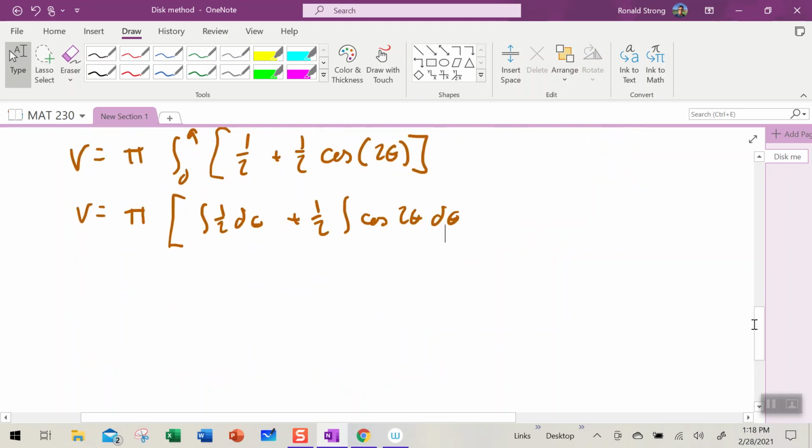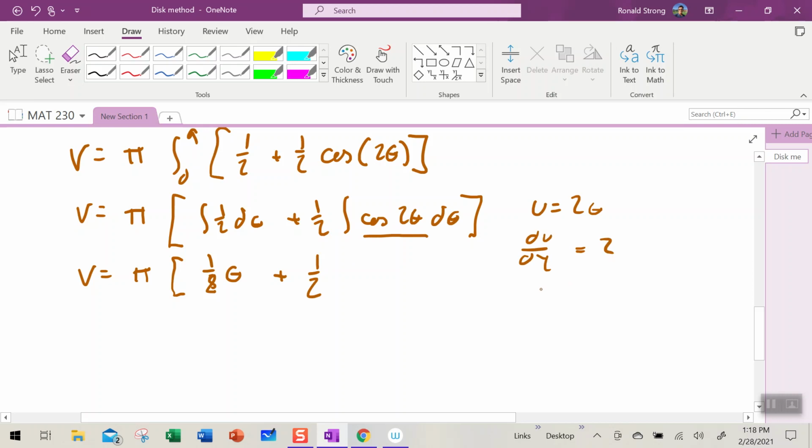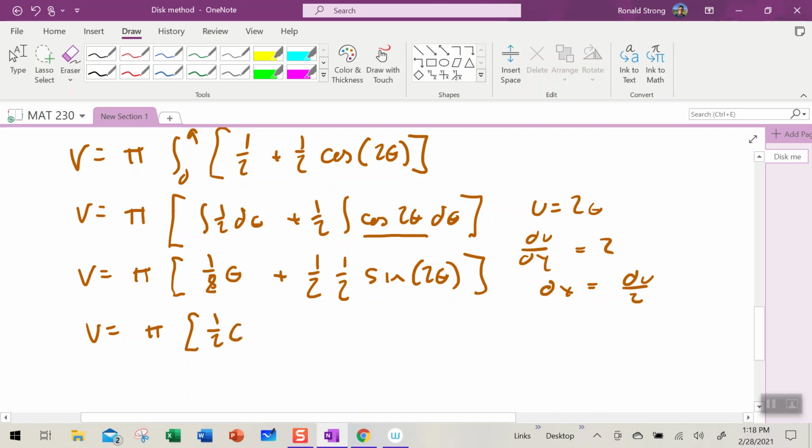And now actually integrating this, the volume is going to be equal to pi times 1/2 theta. And so we're going to have 1/2, and this is going to be u substitution, where u is equal to 2 theta, du/dx is equal to 2, and so dx is equal to du divided by 2. And so we're going to end up with a 1/2 sine of 2 theta. So volume is equal to pi times 1/2 theta plus 1/4 the sine of 2 theta.